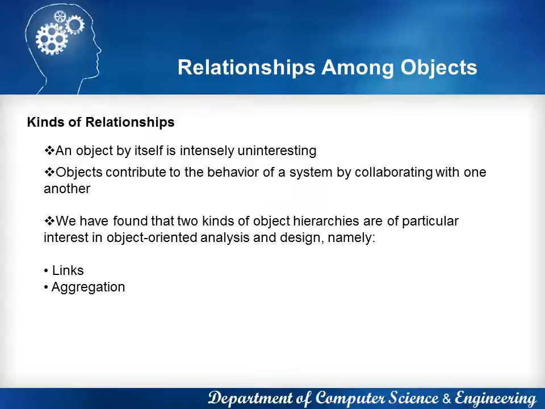For example, consider the object structure of an airplane, which has been defined as a collection of parts having an inherent tendency to fall to earth. Only the collaborative efforts of all the component objects of an airplane enable it to fly. The relationship between any two objects encompasses what operations can be performed and what behavior results. There are two kinds of object hierarchies of particular interest in object-oriented analysis and design, namely links and aggregations.